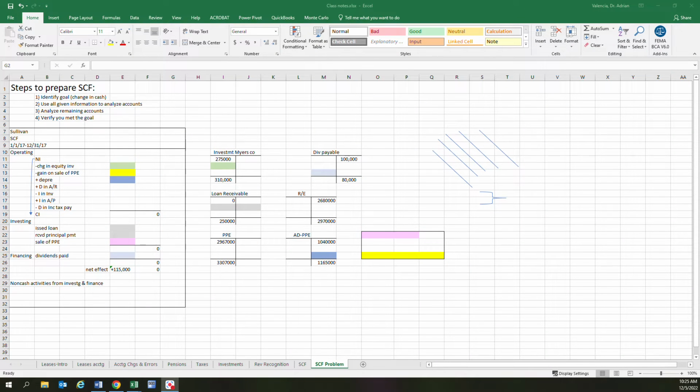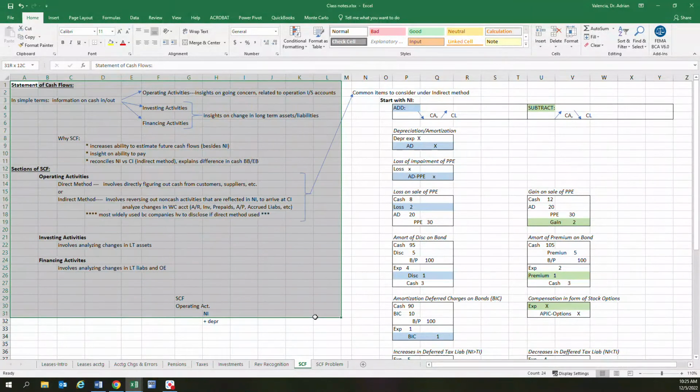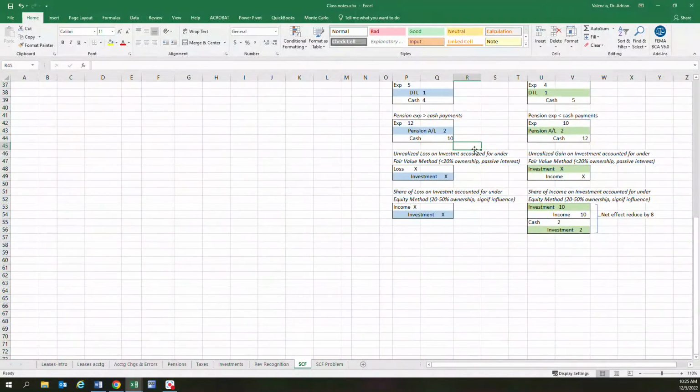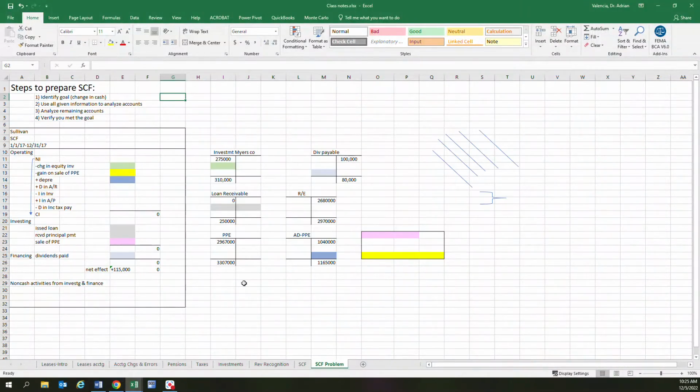In this video, I want to now illustrate how to do a statement of cash flows. In the previous video, I explained some of the things, the introduction about the statement of cash flows and some common areas that I've seen for students. So hopefully we can use that information in the preparation of this statement of cash flows.